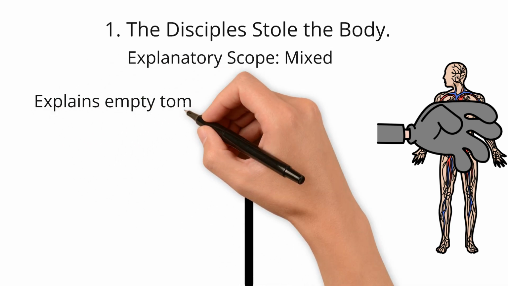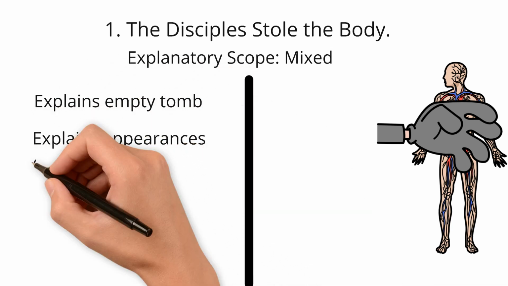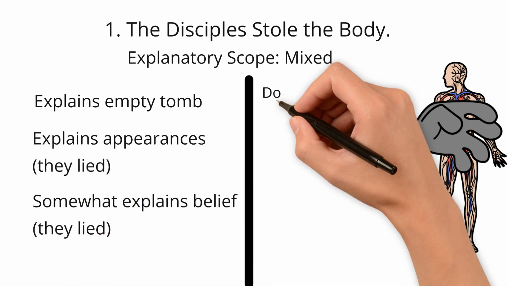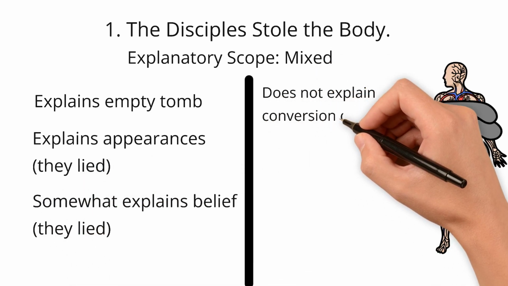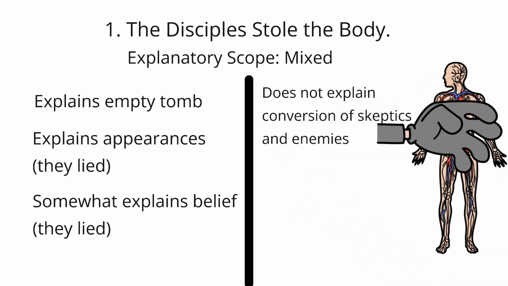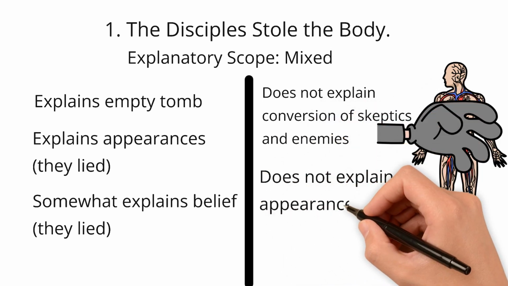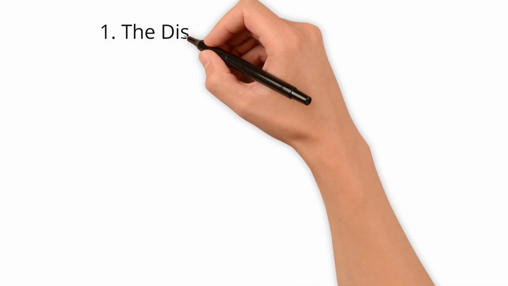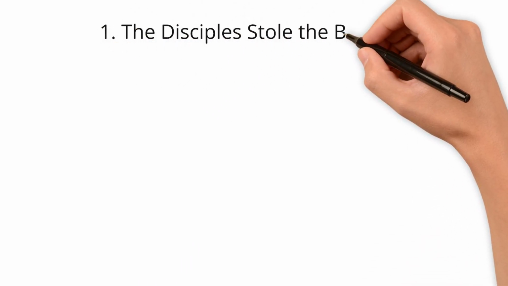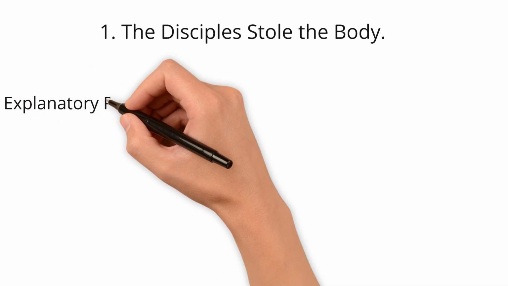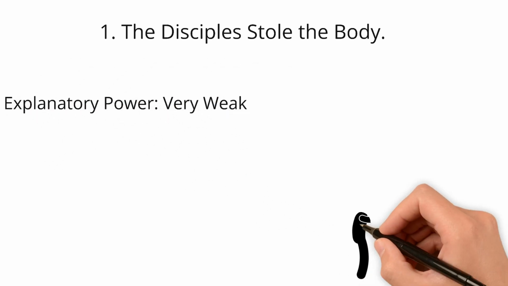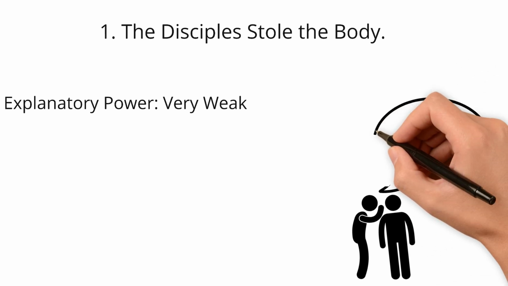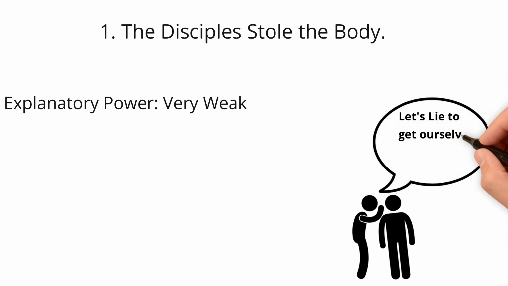It does not explain, however, the conversion of skeptics and enemies, such as James and Saul, who were not part of the disciples' group and claimed to have seen Jesus risen again. It also does not explain the conversion of other followers of Jesus who claimed to see him risen to life again. The explanatory power falls short for this theory in several ways. The fatal flaw is that this theory provides no explanation for the origin of the disciples' belief in the resurrection and their willingness to be tortured and killed for this belief.